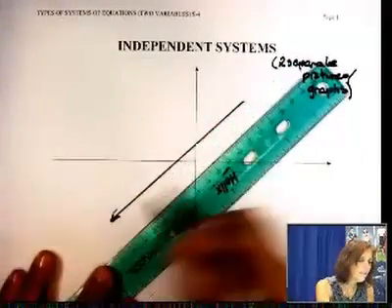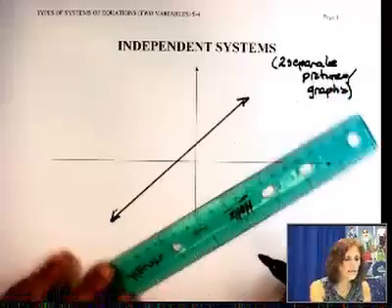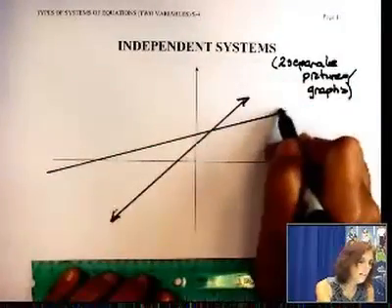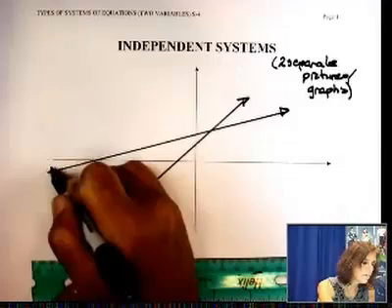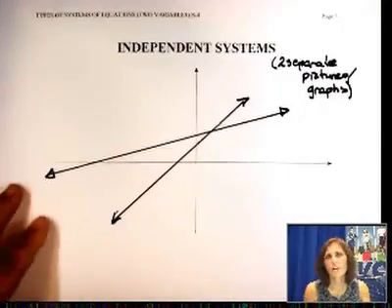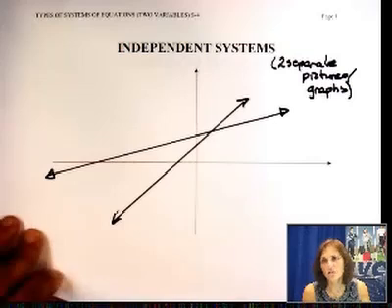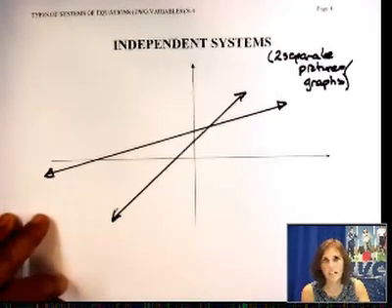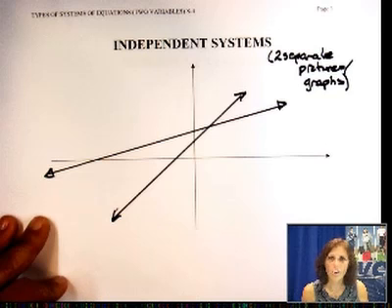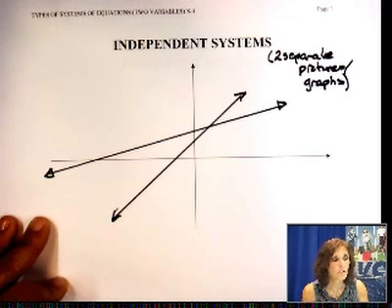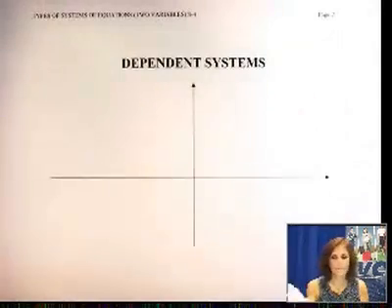Here's one line, and here's another line. That would be an independent system. Okay? 2 different lines. They may crisscross, they may not crisscross, but nevertheless, 2 different lines. If you draw your lines when you're given the equations, that system is going to be called an independent system.